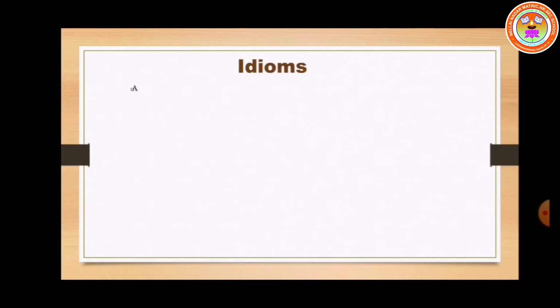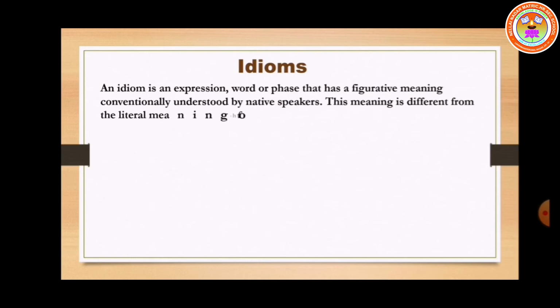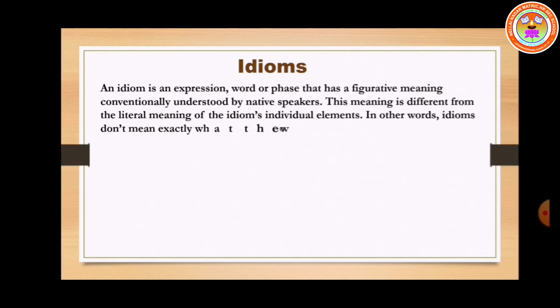Next one is idioms. What do you mean by idiom? An idiom is an expression, a word or phrase that has a figurative meaning conventionally understood by native speakers. This meaning is different from the literal meaning of the idiom's individual elements. In other words, idioms do not mean exactly what the words say. They have, however, a hidden meaning. So idioms are figurative words which bear a figurative meaning. Usually it will be understood by the native speakers. Others will not know the exact meaning of it.